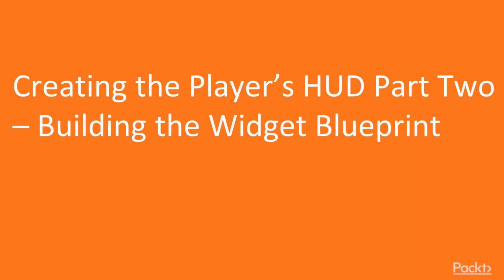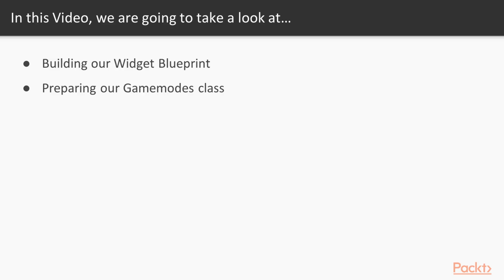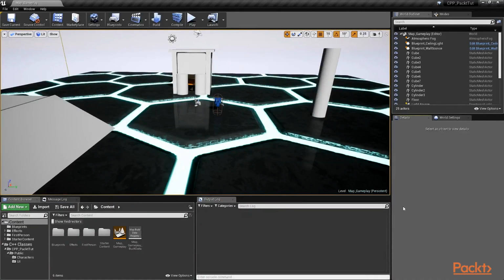Welcome to Section 3, Video 7, Creating the Player's HUD Part 2, Building the Widget Blueprint. In this video we are going to build our widget blueprint and prepare our game mode class. Now let's build our widget blueprint.